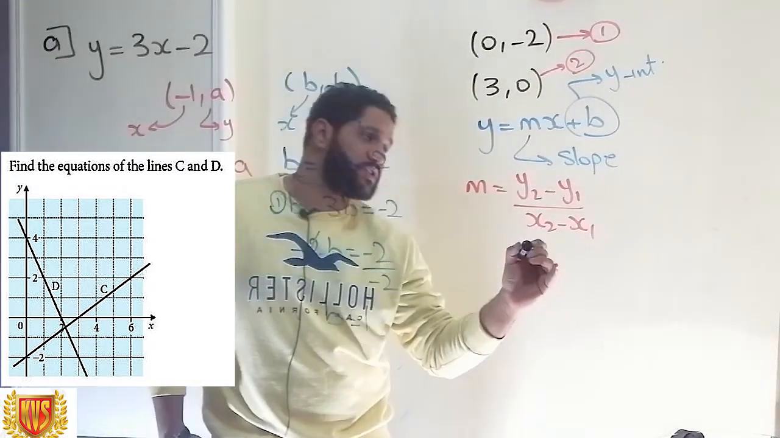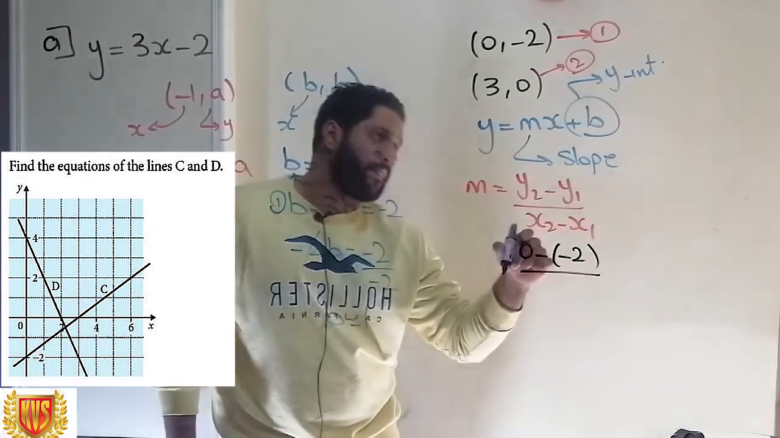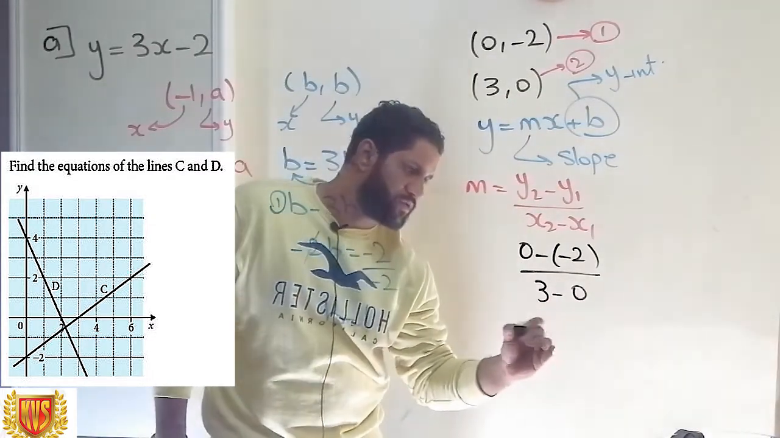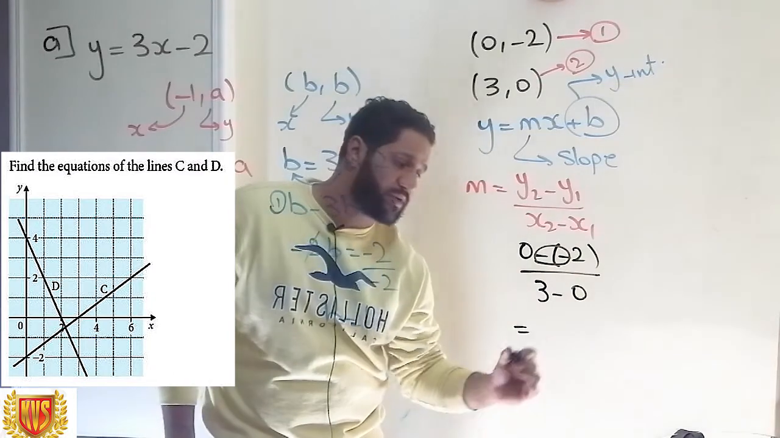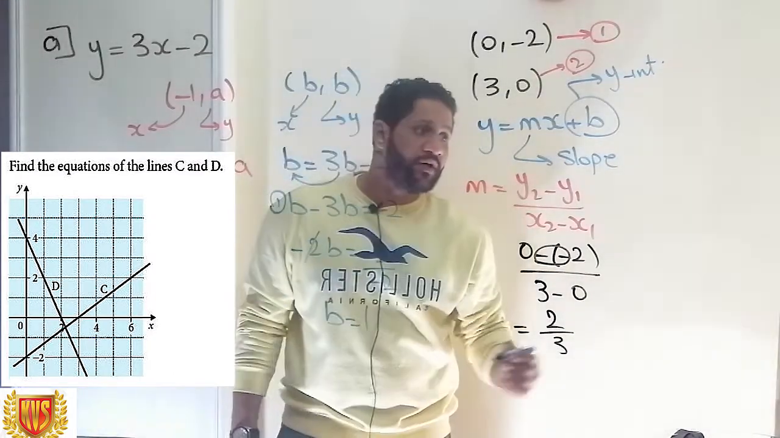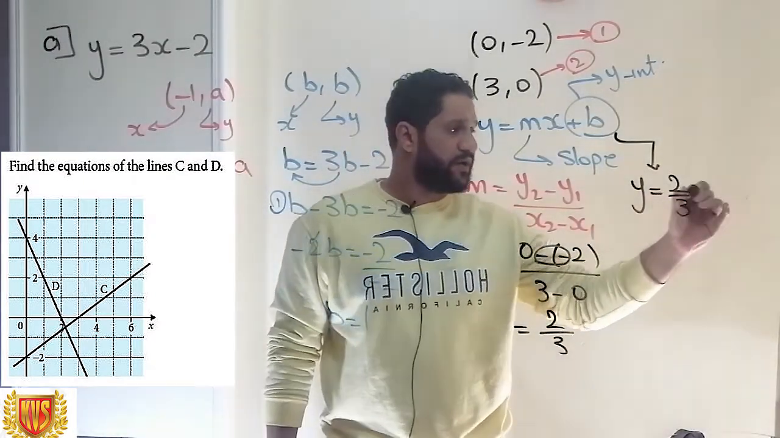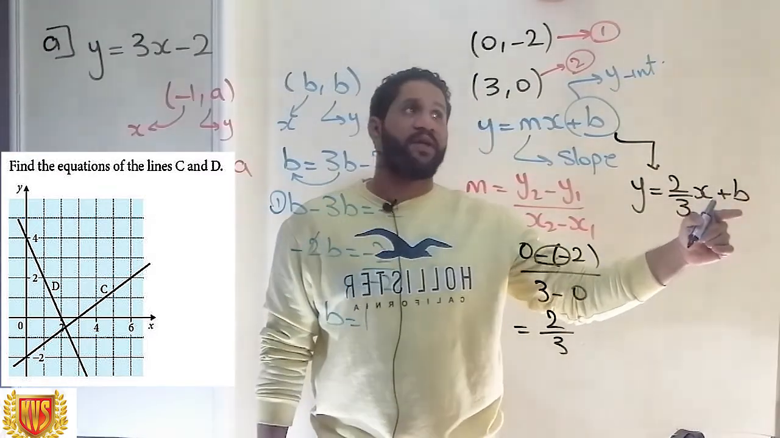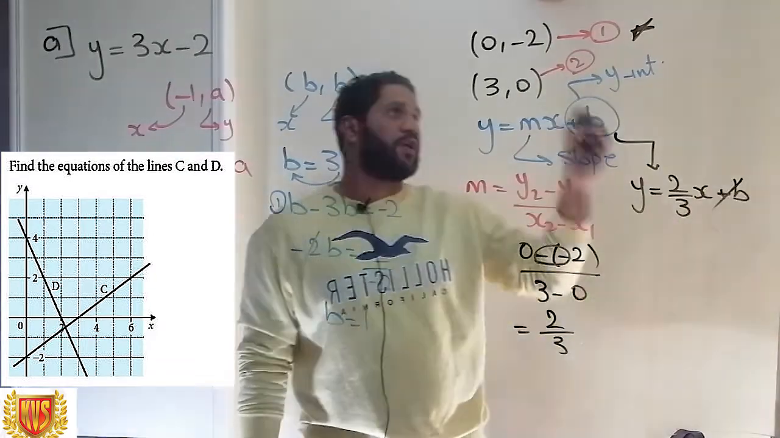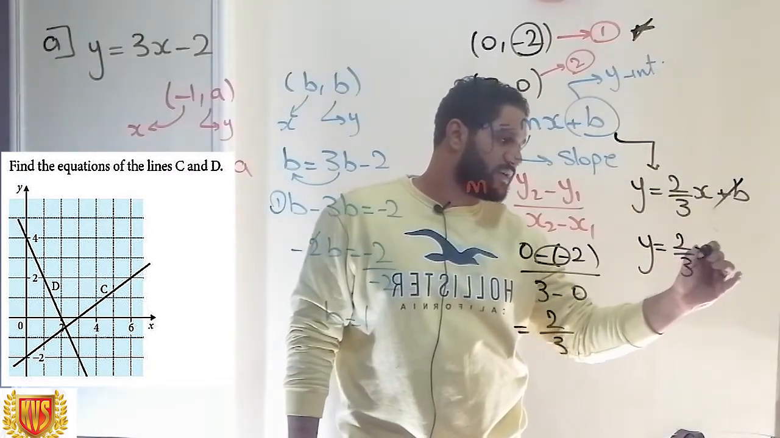1 contains x1 and y1, 2 contains x2 and y2, and I will start substituting in the rule. So y2, which is 0, minus y1, which is negative 2, over x2, which is 3, minus 0. So negative with negative is a positive. 0 plus 2 is 2, over 3 minus 0, which is 3. So the equation is y equals 2 over 3 x plus b. I know that b is the y-intercept, and this point is my y-intercept, so I remove b and put negative 2, so y equals 2 over 3 x minus 2.